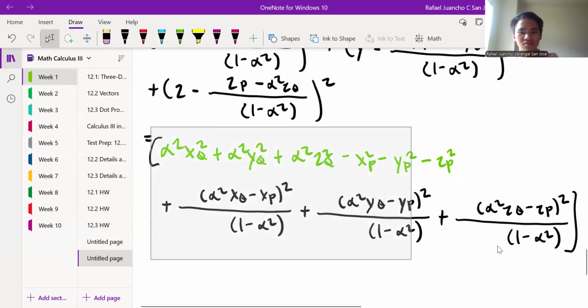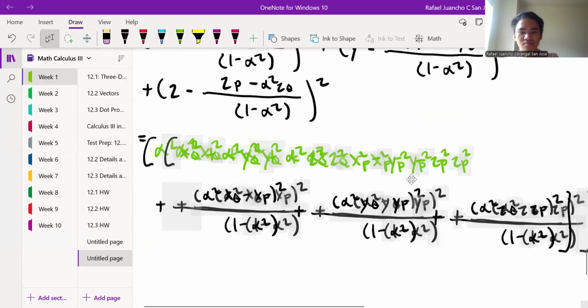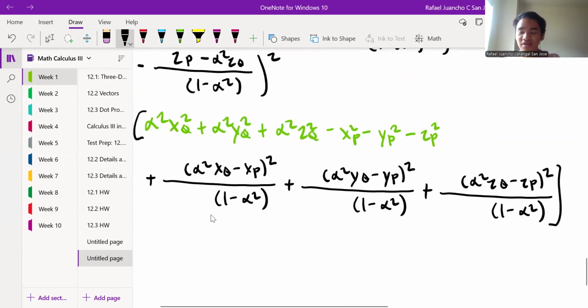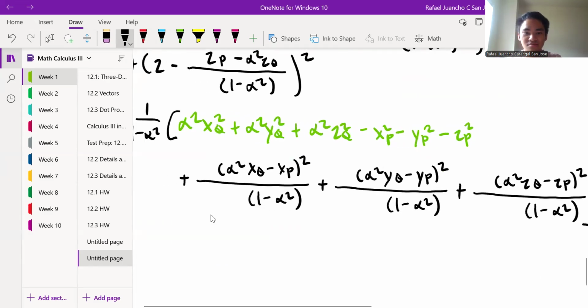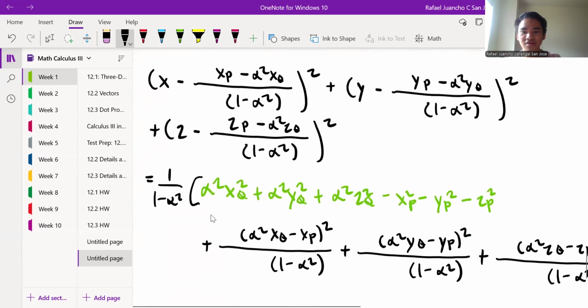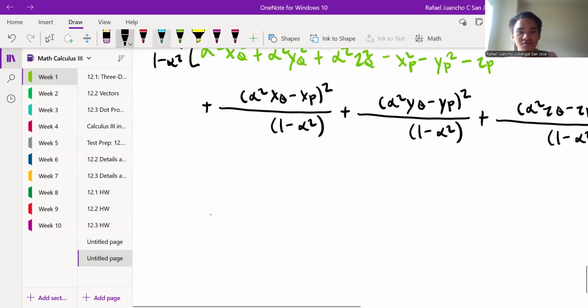Can I? I'll do this. And this is 1 minus alpha squared. I can make this cleaner, but yeah, this is our equation of the sphere. So from there, we can now find our center.